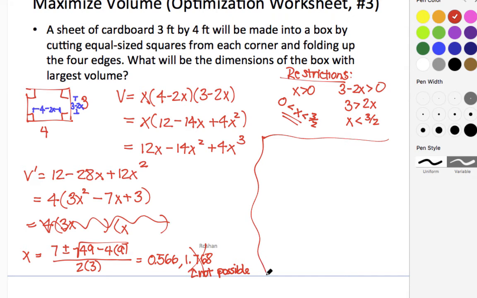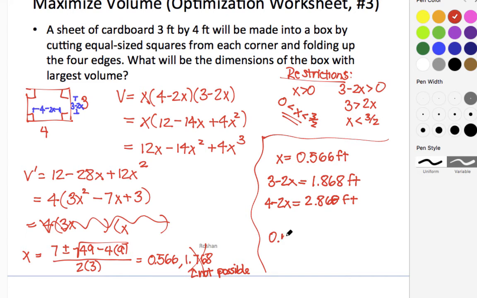Okay, so now we want to find the dimensions of the box with the largest volume. So that's pretty easy. We know that x is 0.566 feet. Then our other side is 3 minus 2x, which is going to be 1.868 feet. And then we have 4 minus 2x as our last side, which is 2.868 feet. And so the dimensions are simply 0.566 by 1.868 by 2.868. And that's it.